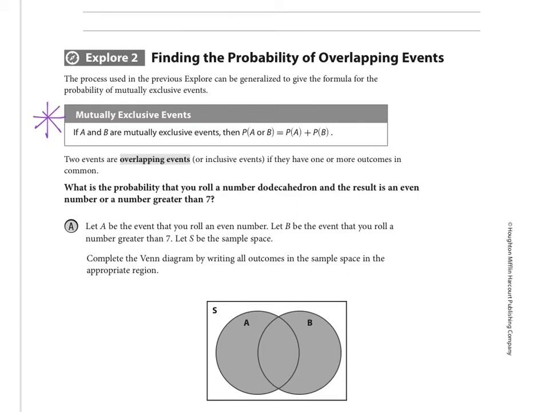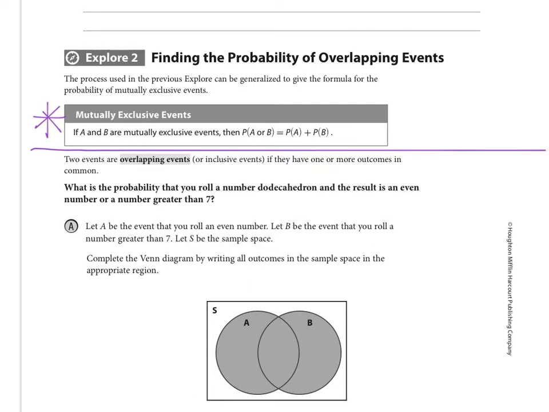The two events are overlapping, or sometimes called inclusive events, if they have one or more outcomes in common. I'm just going to draw a line here, and I would encourage you to do the same. This next example on the bottom of page 1120 is showing overlapping events, and mutually exclusive was just the last little bit. So if you draw a line there, you'll know that that's separating the notes from one type and the other.